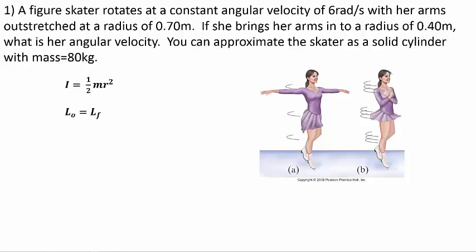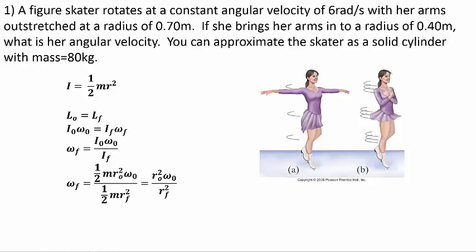So first, for a solid cylinder, the rotational inertia would be 1/2 mr squared. Our conservation of angular momentum says before is the same as after. If we write that out, our rotational inertia times our angular velocity before equals rotational inertia times angular velocity after. If we solve for the angular velocity afterwards, and then plug in what we know to be true for the rotational inertia.